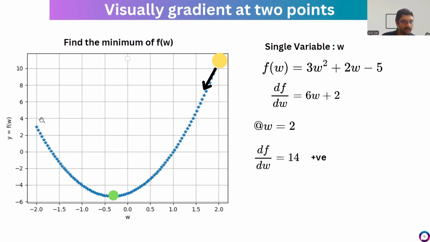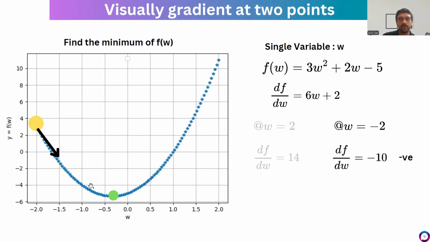What about if you're in this end? So now you're in the negative side of the function. The slope is different, right? So take w is minus 2. What do you get? So substitute minus 2 here. You get 6 times minus 2 is minus 12, plus 2 is minus 10.